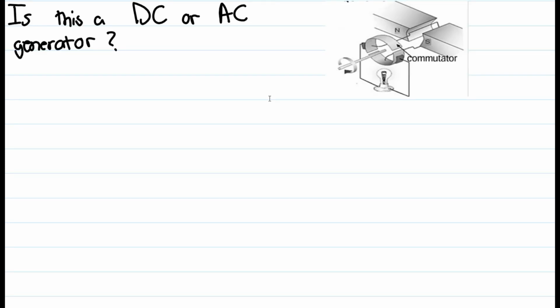So here's a diagram. Is this a DC or an AC generator? So the first thing that we look at is the ring. So we have a ring there, a commutator. So that ring or commutator has a gap in between, a gap there and a gap there. So this is a DC generator.